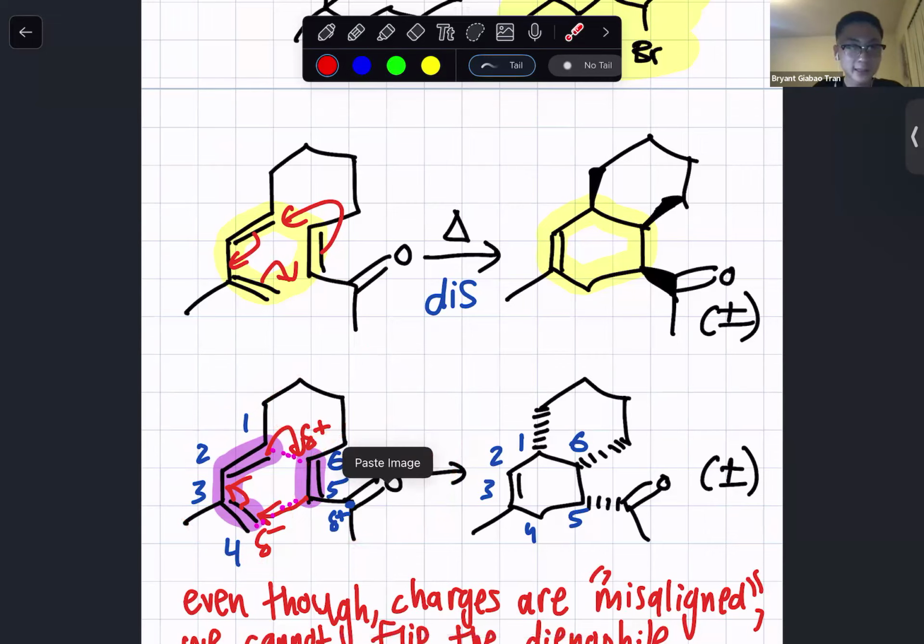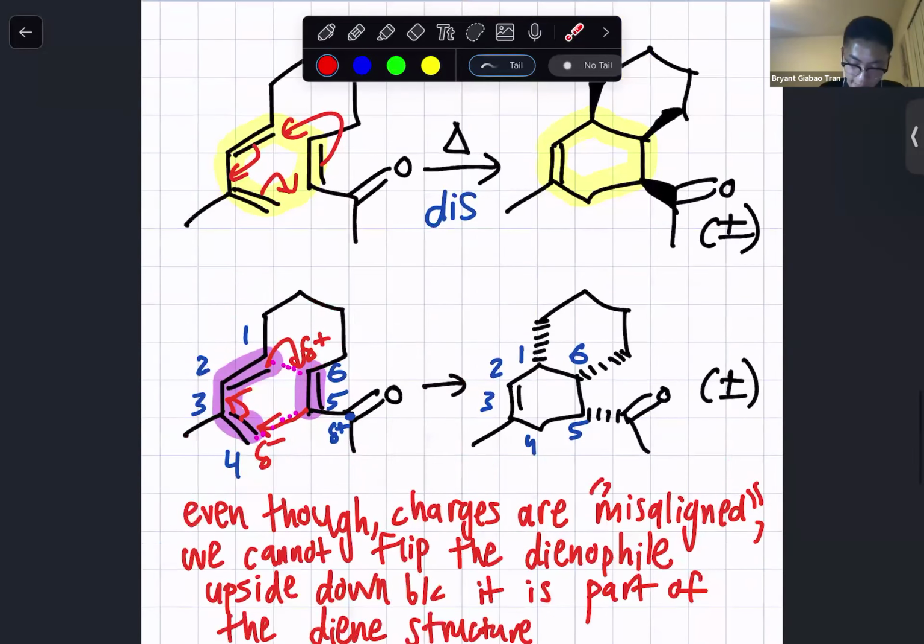Another way to think about it is that intramolecular reactions happen way faster than intermolecular reactions. We know this is an intramolecular reaction because the things reacting are in the same molecule with each other. So that allows the reaction to happen without the charges being aligned, because intramolecular reactions are way more favored than intermolecular reactions.